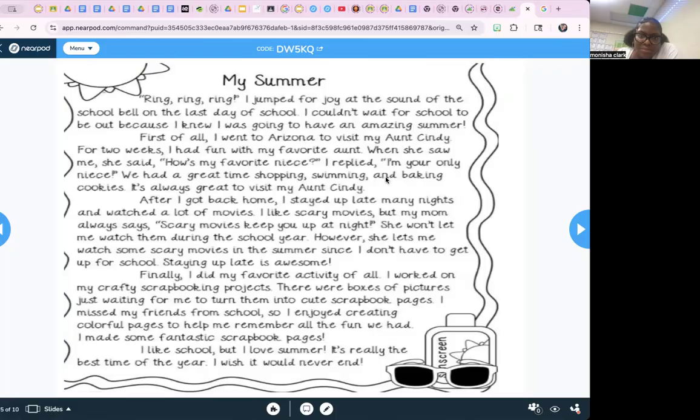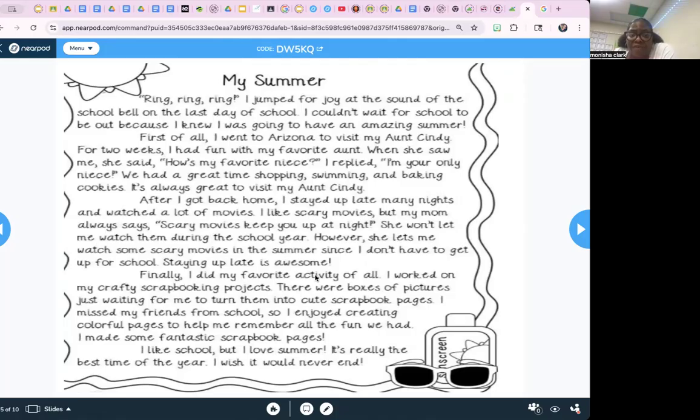What is that? Baking. Oh, I see now. That's okay. Sorry. Baking cookies. It's always great to visit Aunt Cindy. After I got back home, I stayed up late many nights and watched a lot of movies. I like scary movies, but my mom always says scary movies help keep you up at night. She won't let me watch them during the school year. However, she lets me watch some scary movies in the summer since I don't have to get up for school. Staying up late is awesome.